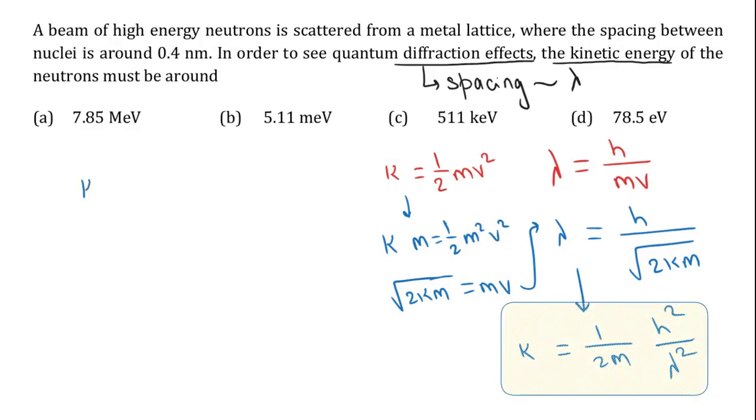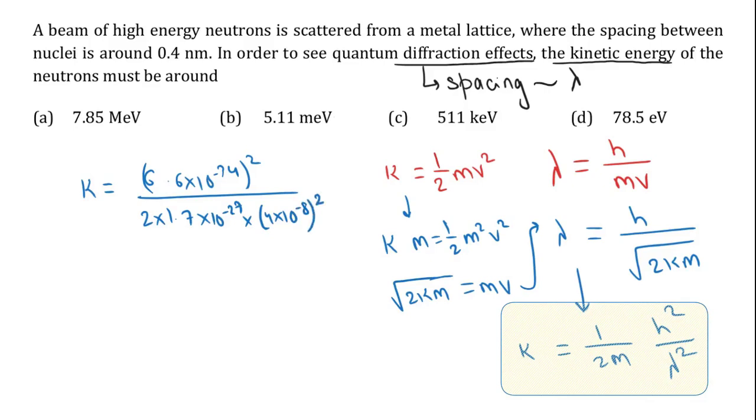All that remains to do is find the value of the kinetic energy by plugging in the values of h squared, which is 6.6 times 10 to the power minus 34, and this is squared, divided by 2 times mass of the neutron, that is to the power minus 27, times 4 into 10 to the power minus 8 whole squared. From this we get an answer of 8.056 times 10 to the power minus 22 joules, and we have to convert it into electron volts by dividing it.